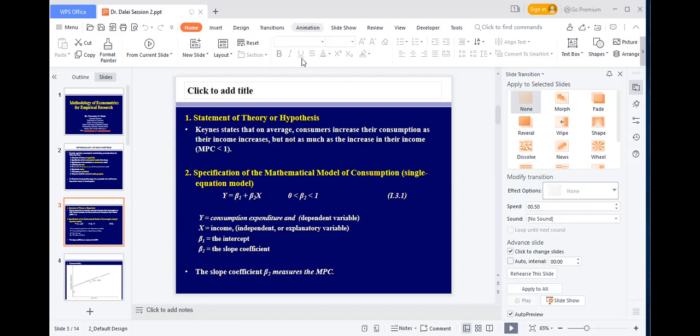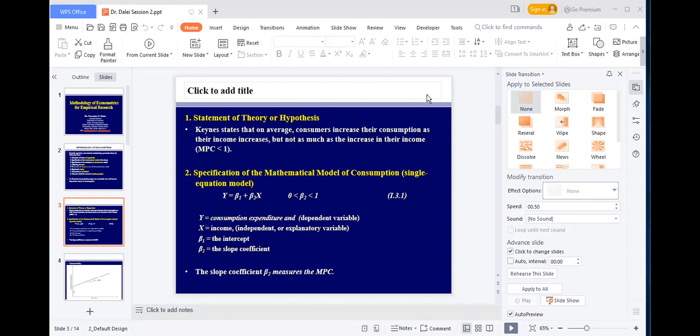When I am saying that MPC is always less than 1, MPC is basically marginal propensity to consume. What the law is saying is that when income is increasing, consumption is also increasing, but less than proportionately. That means the rate at which income increases, consumption does not increase at that rate. It is always less than that. So what does it mean? Out of total income, some part will be saved and some part will be consumed.